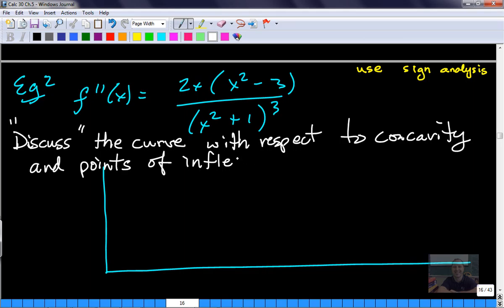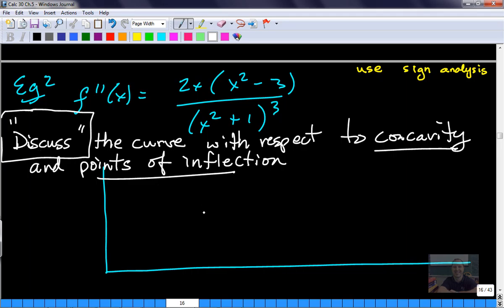When you see the word discuss, that is something that you're not probably used to seeing in math. In calculus, it's mentioned all the time, and what it means is basically define, describe, tell us all about. That's what discuss means. Tell us all about the curve, and what I want to know about it is the concavity. So instead of saying, tell me at exactly what x values the graph is concave up and concave down, and also tell me what all the points of inflection are, it just says, hey, discuss concavity and points of inflection.